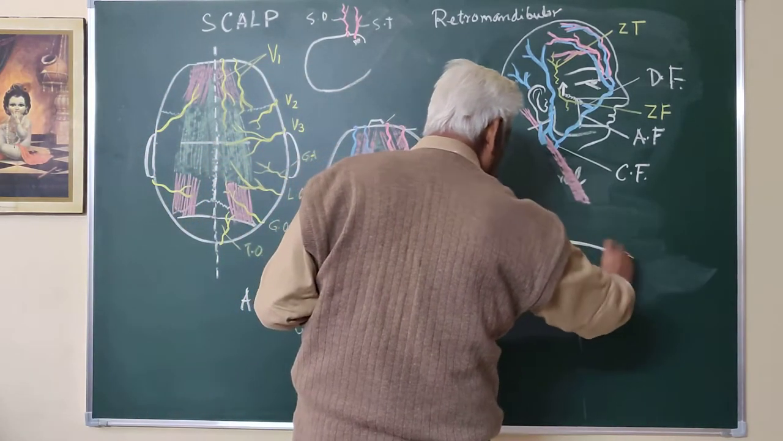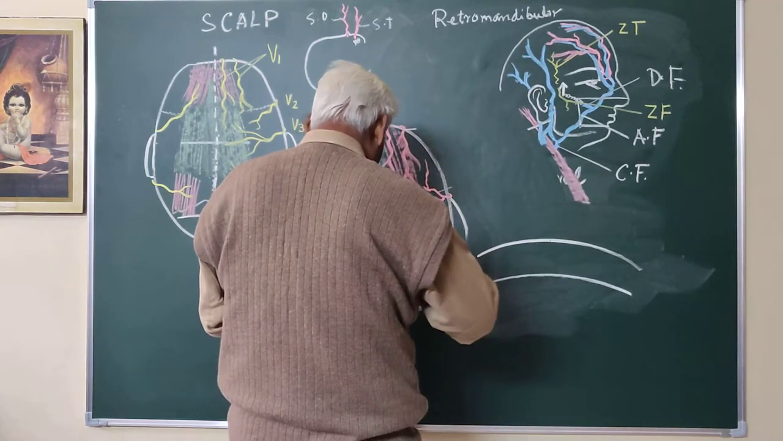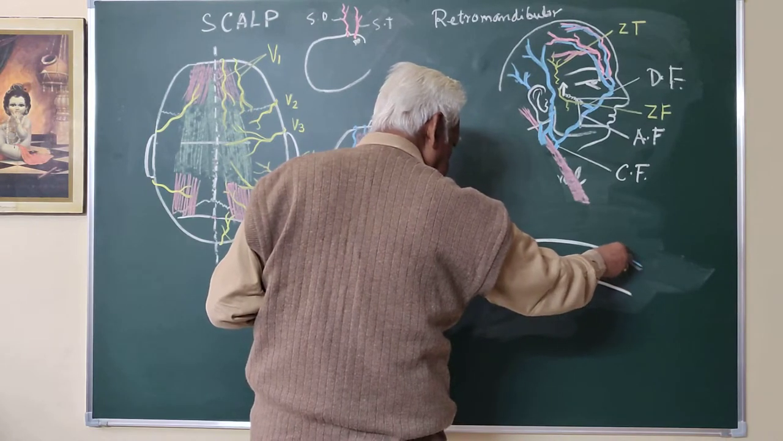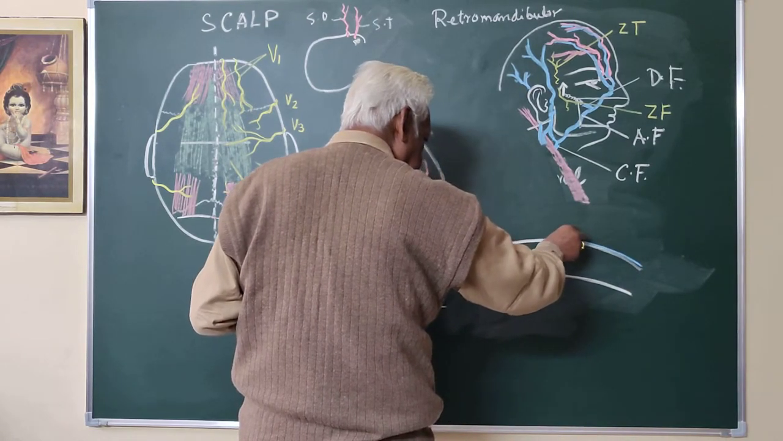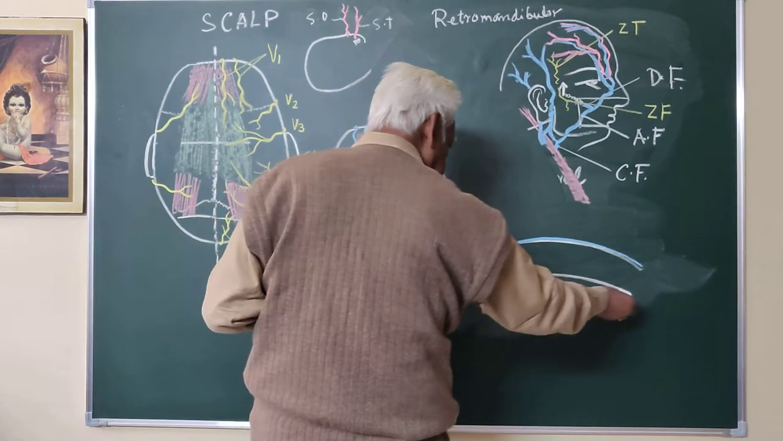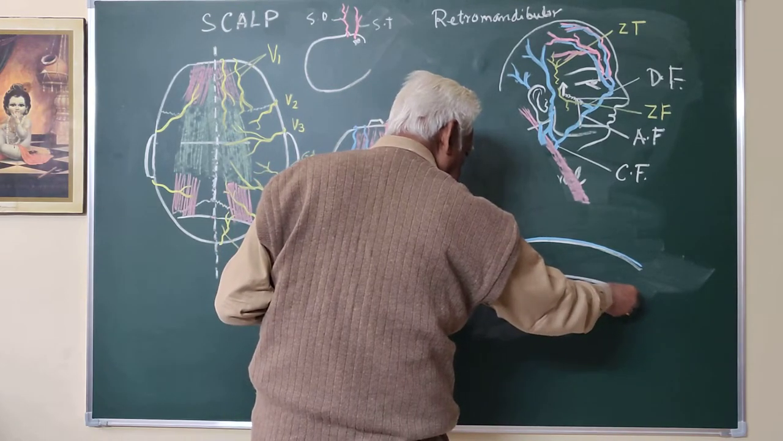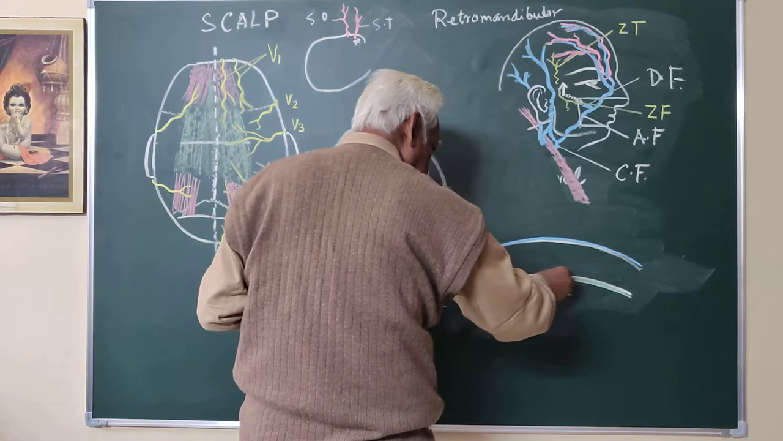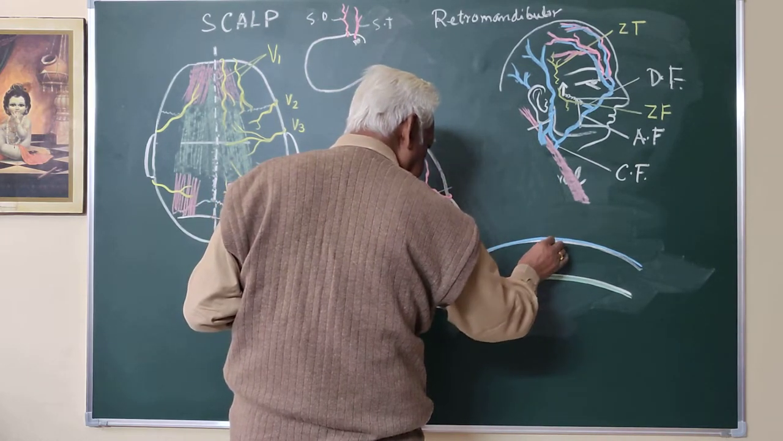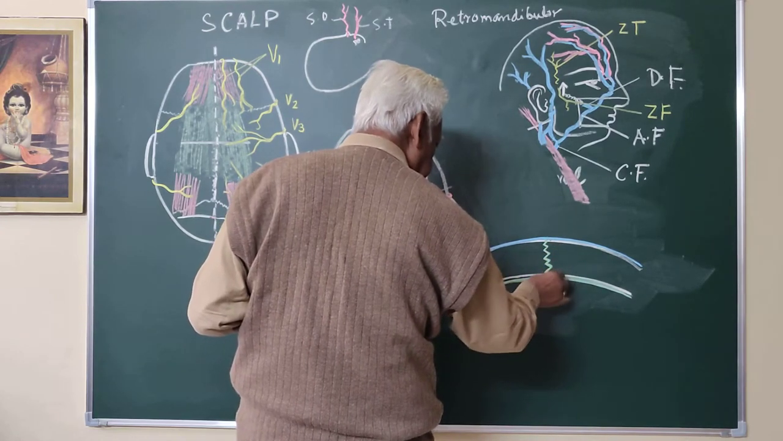This was the parietal bone, having the pericranium as the outermost layer on the external aspect of the skull, and the outer layer, or the endosteal layer, of the dura mater. Both are fibrous layers, and in between, where the sutures are present, the sagittal suture will be present here.